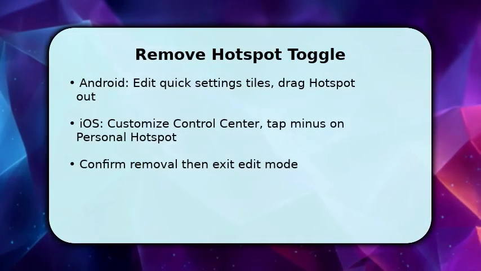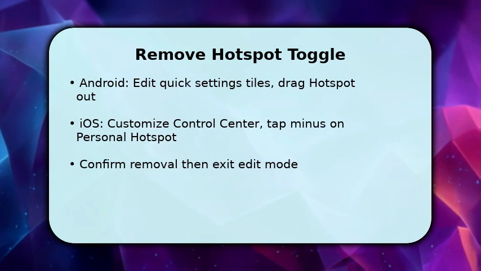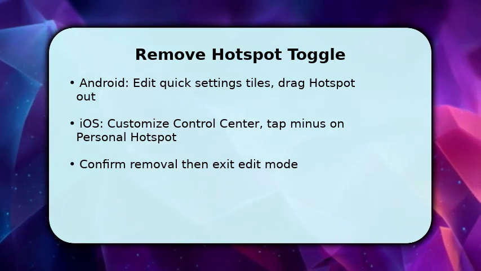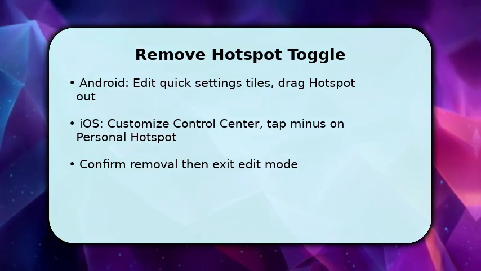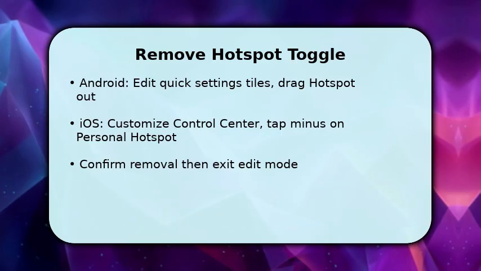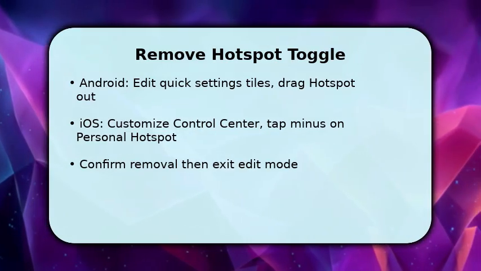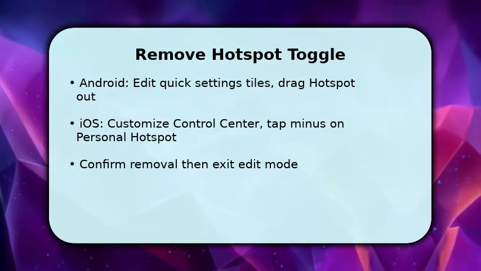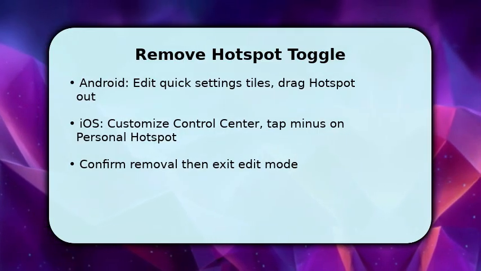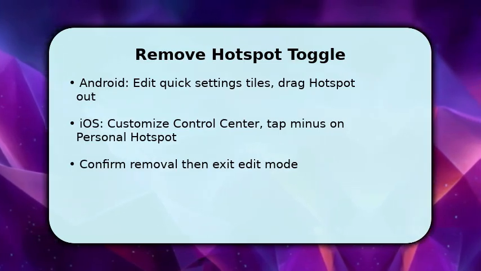You now remove the Hotspot option itself. On Android, pull down the Quick Settings, tap Edit or the pencil icon, then drag the Hotspot tile out of the active area. This hides it from the status bar. On iOS, open Settings Control Center, tap Customize Controls, then tap the minus beside Personal Hotspot to remove it.